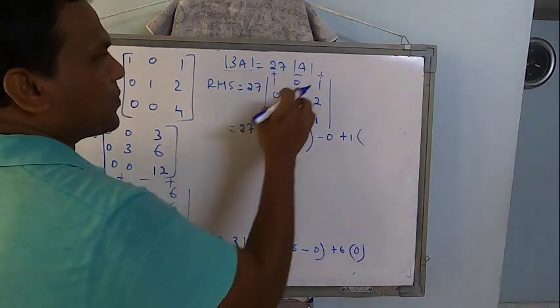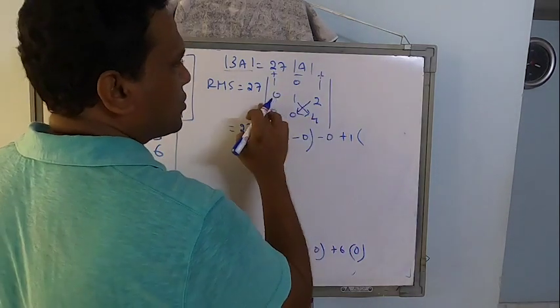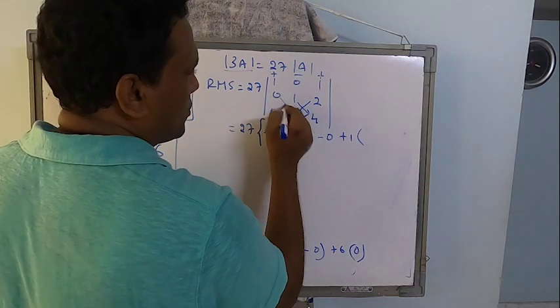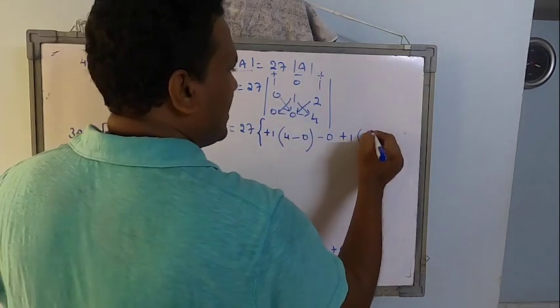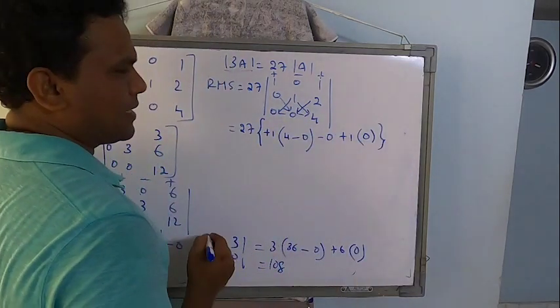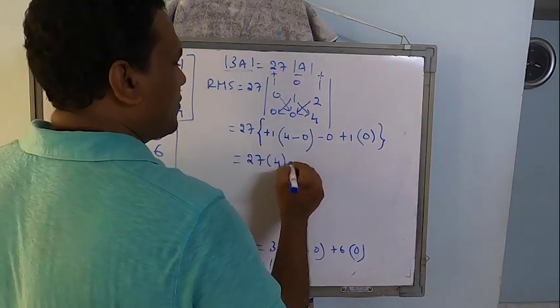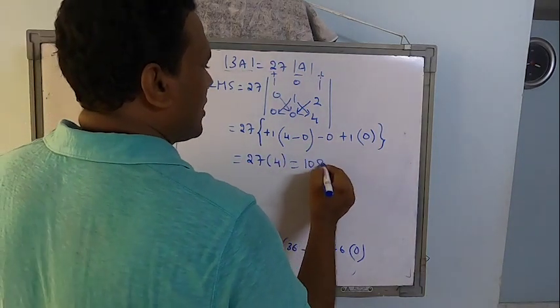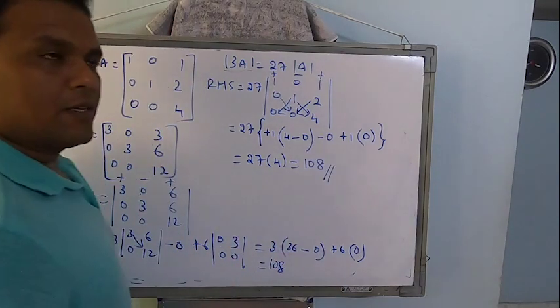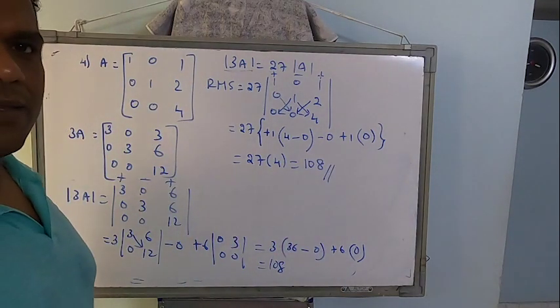Okay. So 1. Block the first column, first row, right. The remaining are these 4. So left diagonal minus the right diagonal. In any way, the value is going to be 0. Right. So this will be 27 multiplied by 4. Just check please. The value is going to be 108. So LHS equal to RHS. So it's so simple.